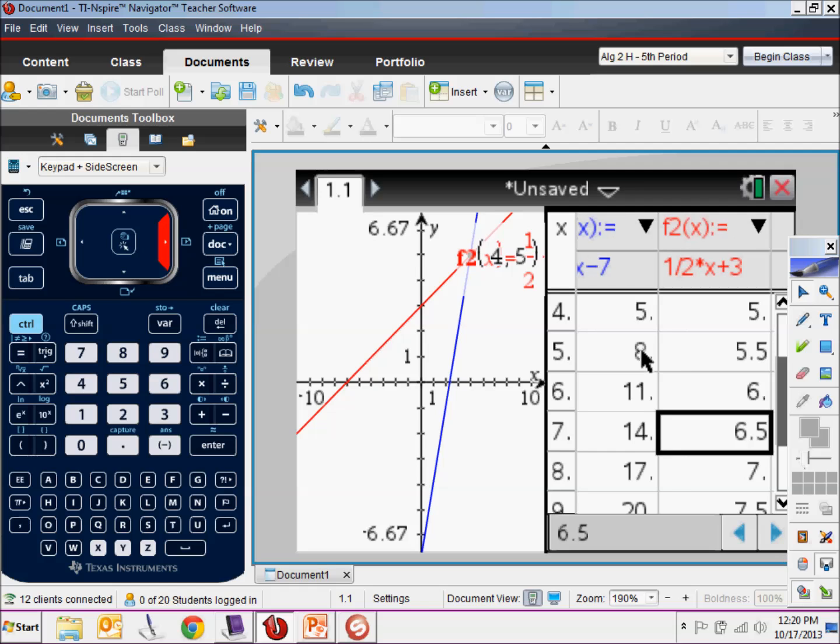14 is greater than 6.5. 11 is greater than 6. 8 is greater than 5, 17 is greater than 7. Okay, that is all it's wanting you to illustrate and explain. At what point is it greater than?